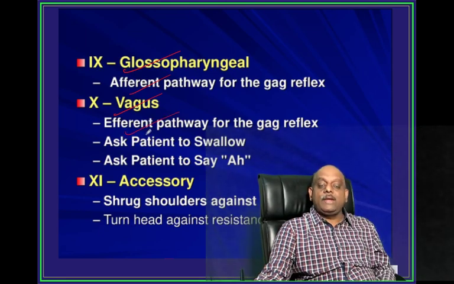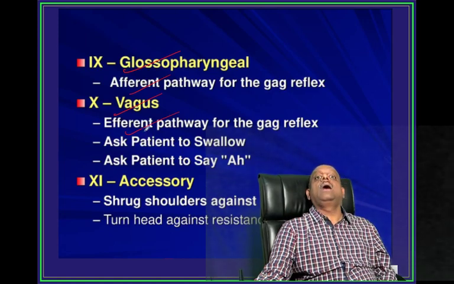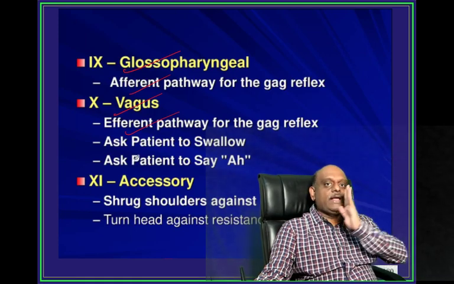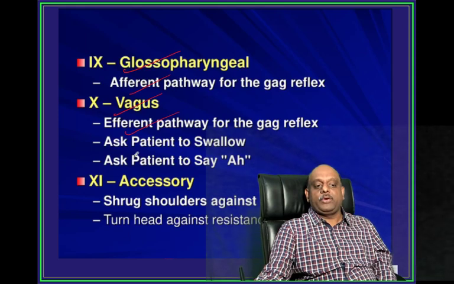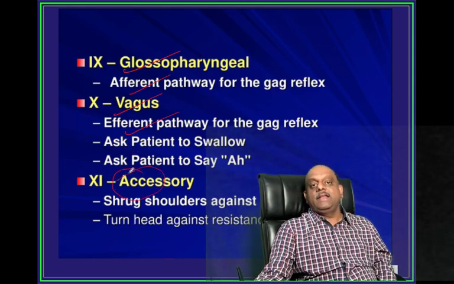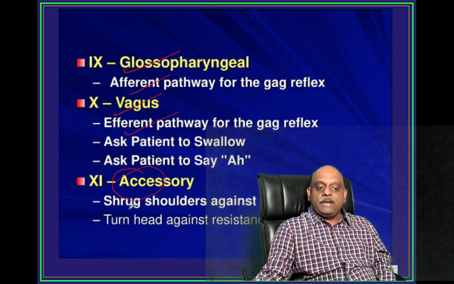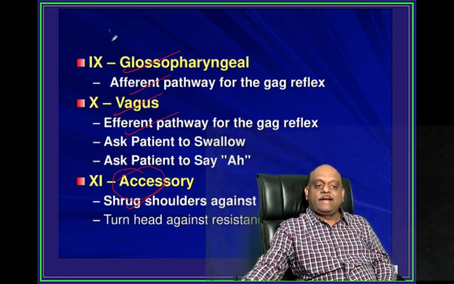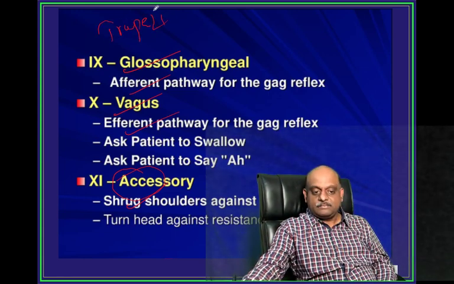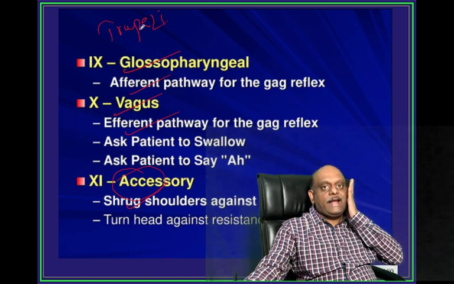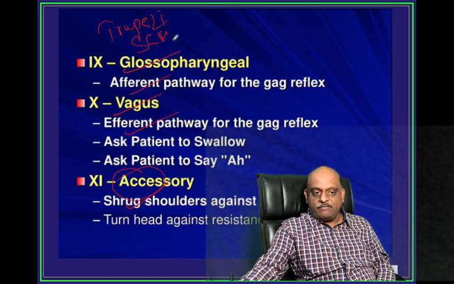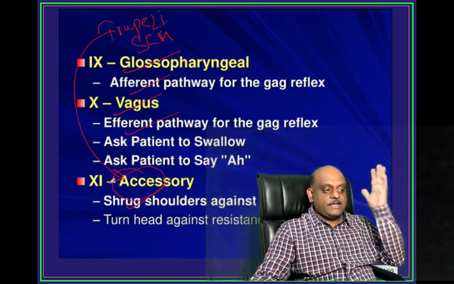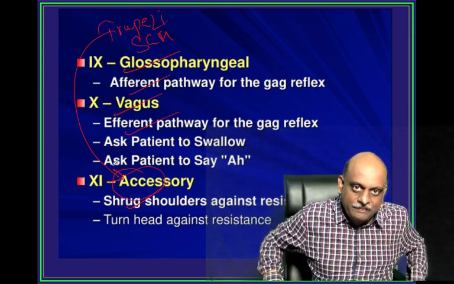Ask the patient to swallow or ask the patient to say ah, and you look for the elevation of the palate and you see whether the uvula is not going asymmetrically. That is very important to check. Then accessory nerve, if you want to check, ask the patient to shrug the shoulders against resistance, so that you are checking for the trapezius. Or you ask him to turn the head against resistance, then you are checking for sternocleidomastoid. These two are basically supplied by the accessory nerve, is what you have to ultimately remember.